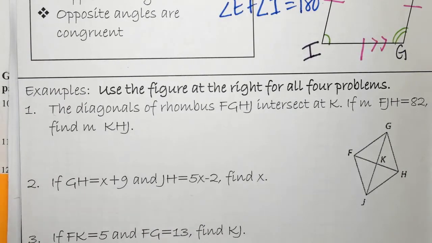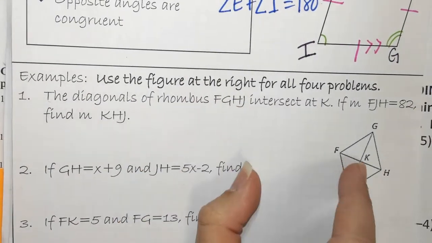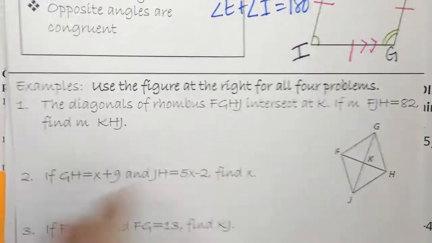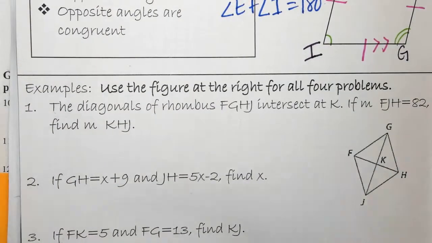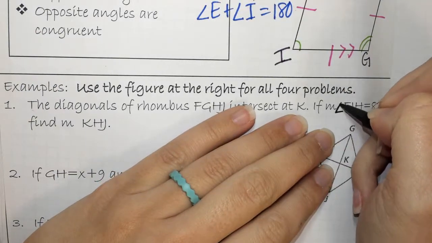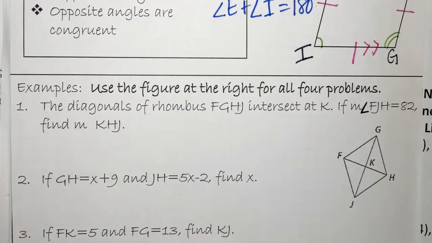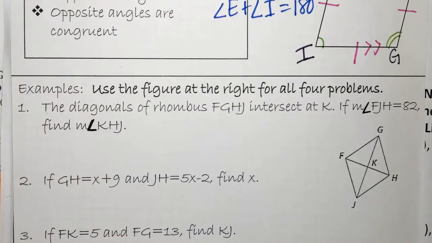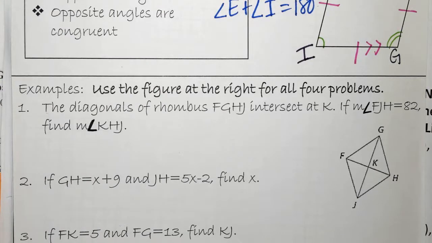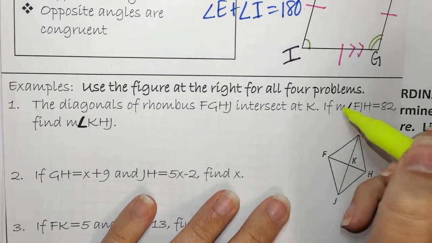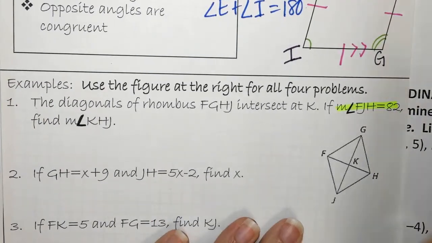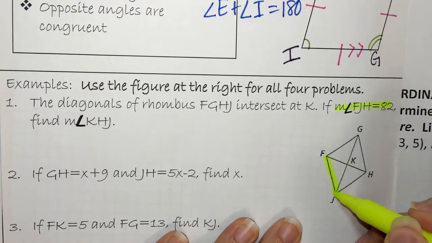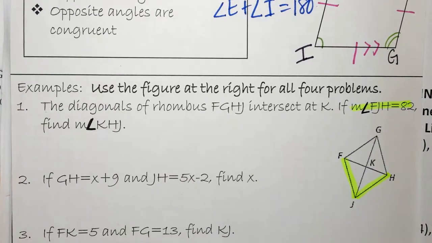The diagonals of a rhombus FGHJ intersect at K. If the measure of angle, put a little angle symbol right there. Sorry, I forgot to draw it on there. FJH is 82. Find the measure of angle KHJ. So let's highlight first what they gave us, like we did yesterday, 42 times on our rectangle. What do they give us? FJ. And where is FJH? Highlight that.